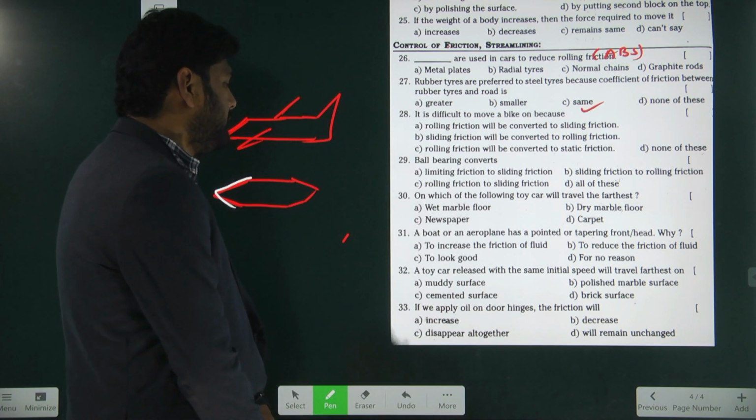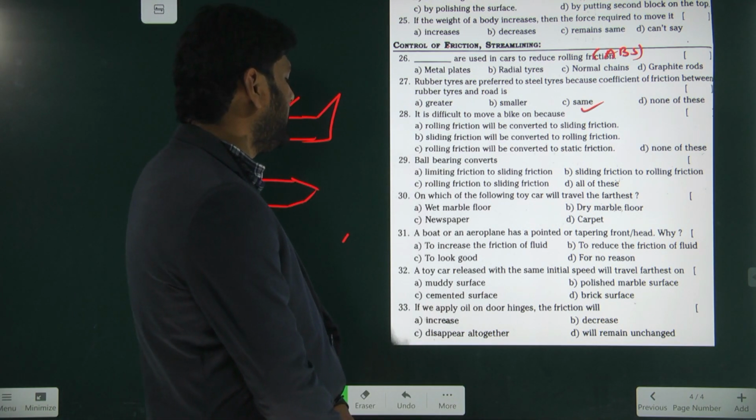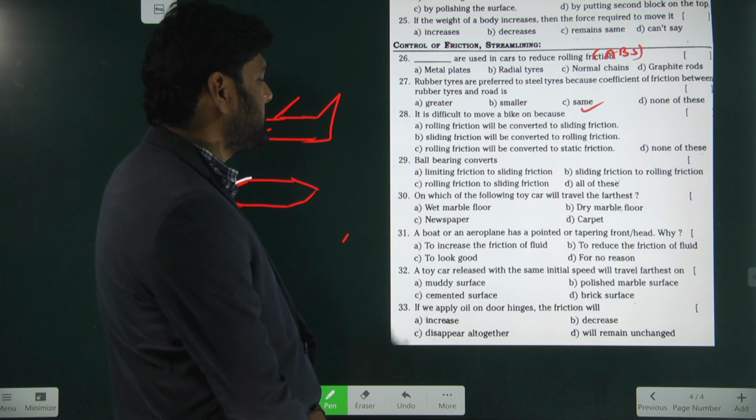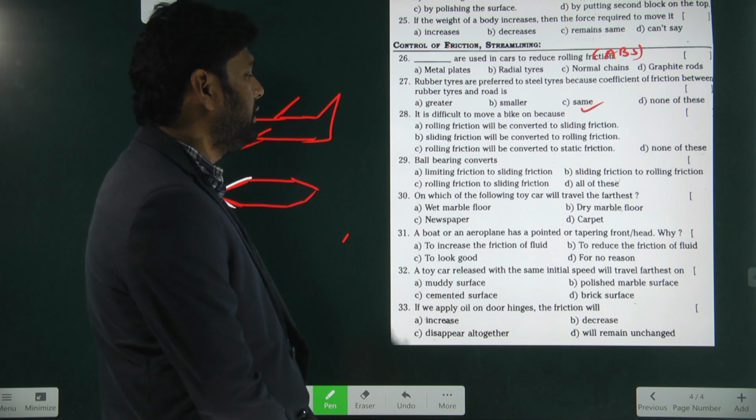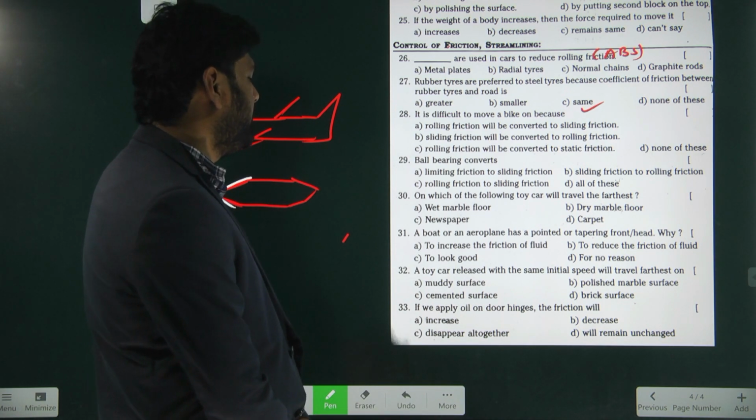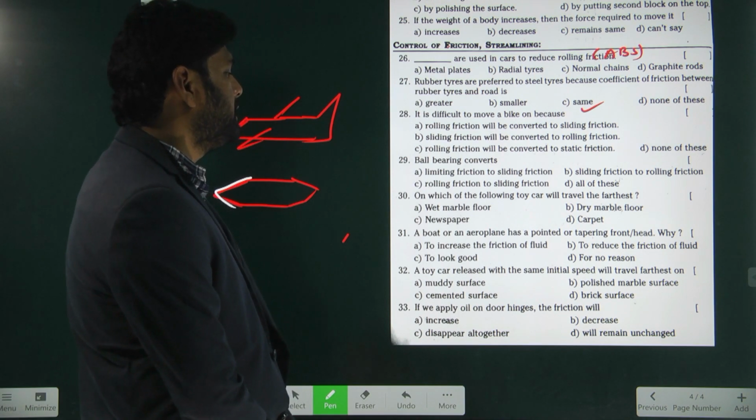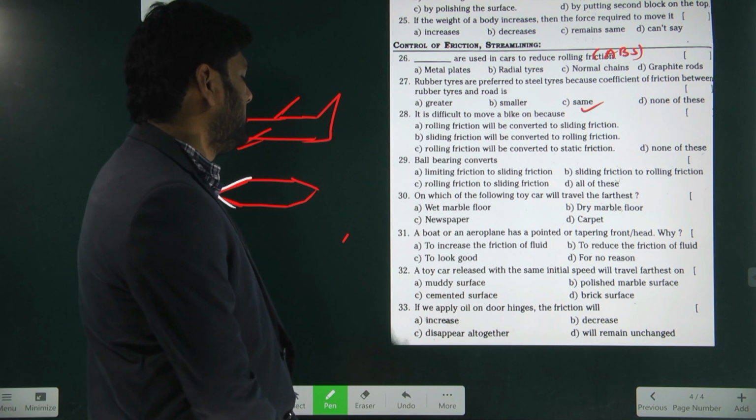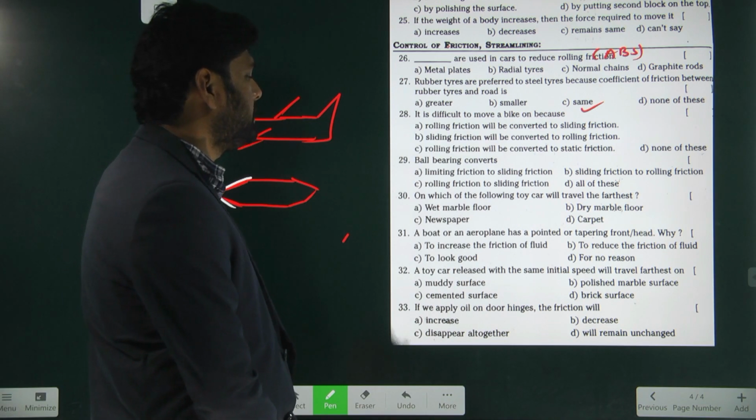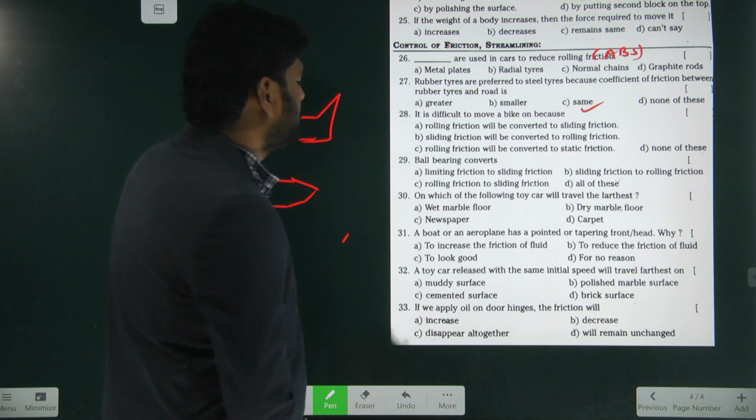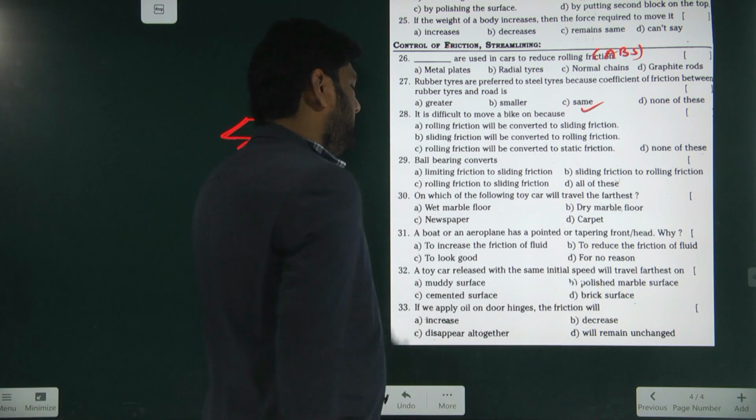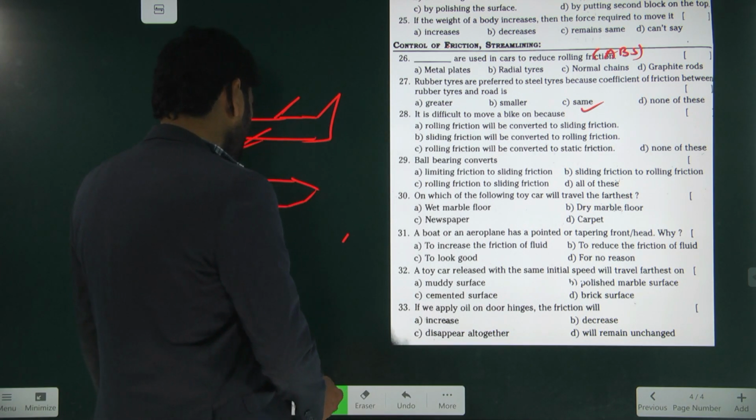Next, 32, a toy car released with the same initial speed will travel further on: mud surface, polished marble surface, cemented surface, brick surface. So here the answer is surely option B, polished marble surface.